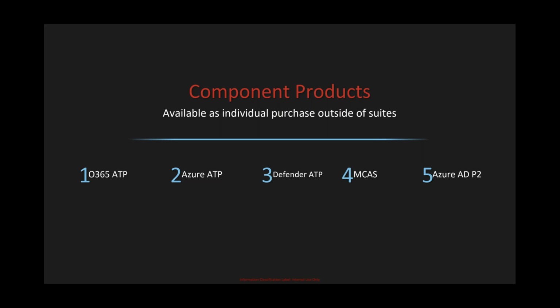In regards to the licensing, obviously we're all talking about it being a per user license. We're talking about these larger suites, but I did mention certain component products are available as individual purchases outside of the suites. So you can buy Advanced Threat Protection, Office 365 Advanced Threat Protection, or Azure Advanced Threat Protection, or Defender for desktop Advanced Threat Protection.